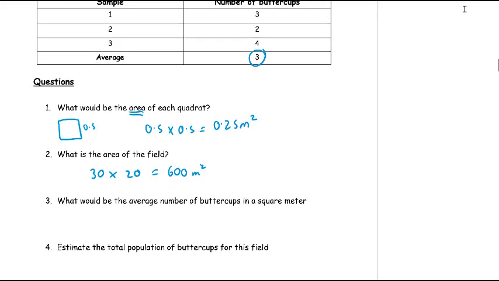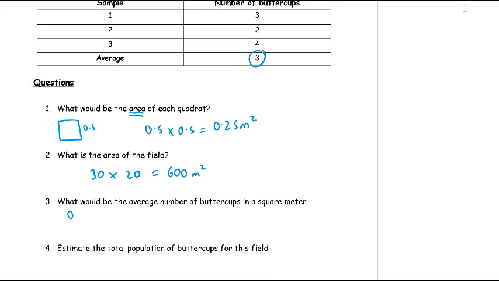Now, there's 2 ways you can do this. You can either realise that 0.25 meters squared on average contains 3 buttercups. So you multiply that by 4 to get 1 meter squared. Multiply that by 4 and that gives you 12 buttercups per meter squared. Or what you could do is divide the number of buttercups, so the average, by the area of the quadrat, which gives you 12 buttercups per meter squared. Either way, both ways gives you exactly the same answer.